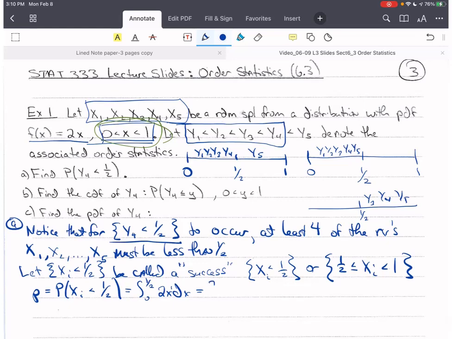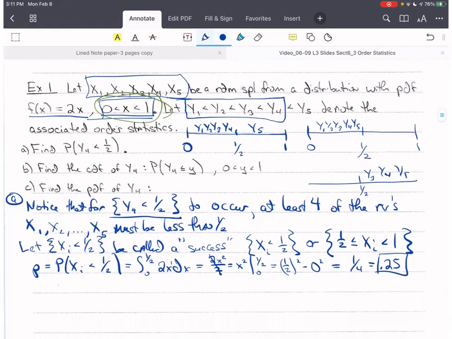So we end up with 2x squared divided by 2. These cancel, leaving us x squared from 0 to 1/2, which is 1/2 squared minus 0 squared, which is 1/4, which is 0.25. This is p. This is a constant. There's no x in this value, so p is a constant probability.